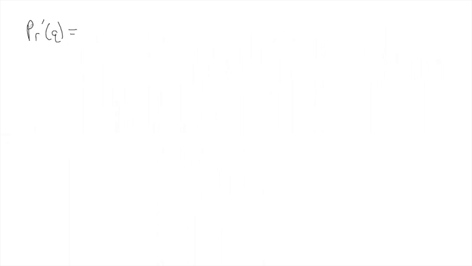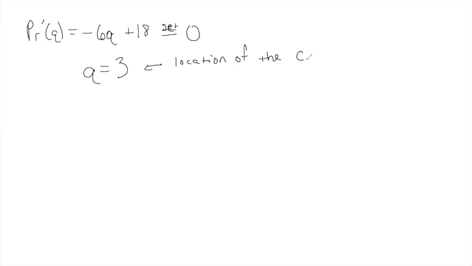So I have the first derivative, and I want to compute it. This turns out to be negative 6Q plus 18. And I set this equal to 0. I won't write or infinity. This is clearly never going to be undefined. So I just need to solve it, and I get Q equals 3. Great. So this is the location of the critical point.